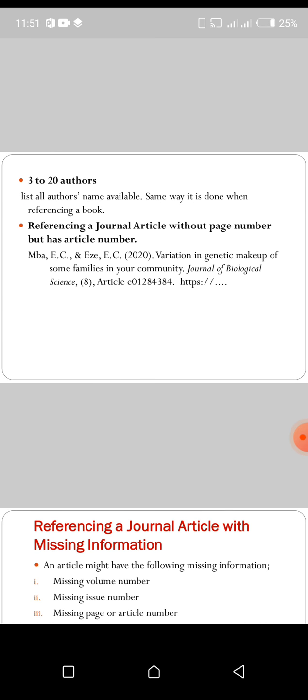If you have 2 to 20 authors, you have to list all the authors' names available, the same way it is done when referencing a book. The 20 authors must all be listed for this 7th edition of APA referencing.